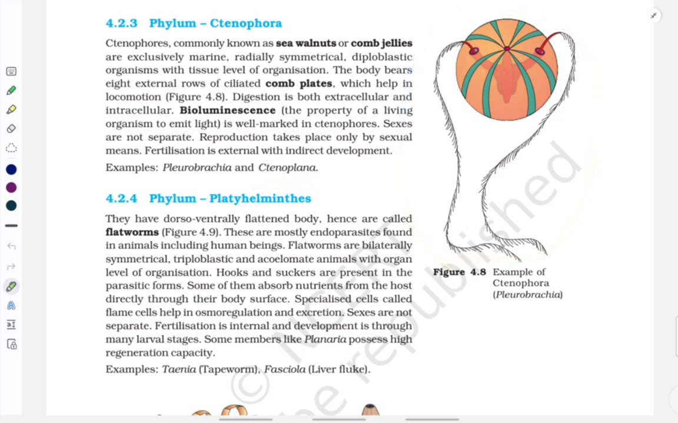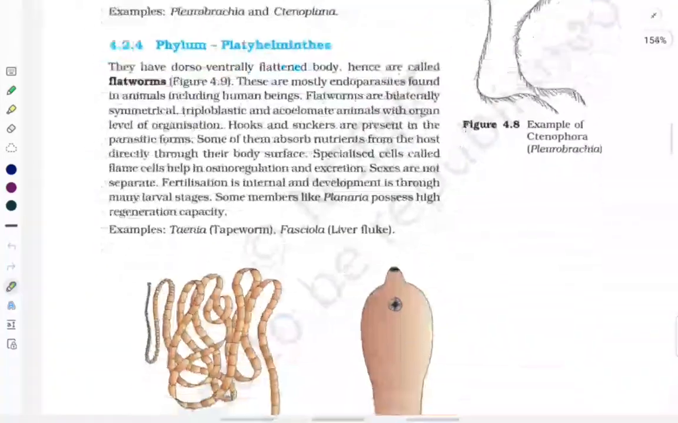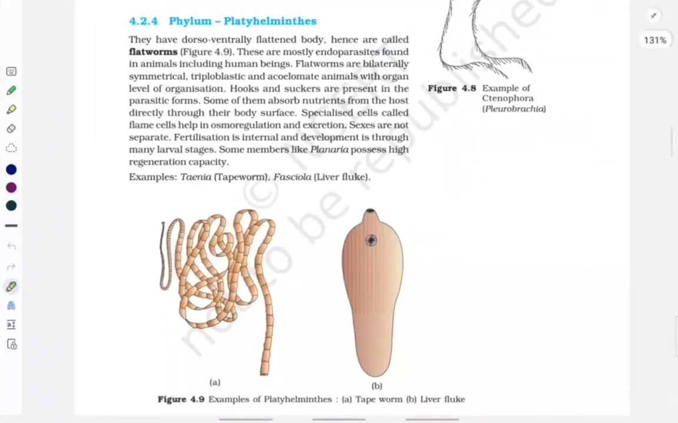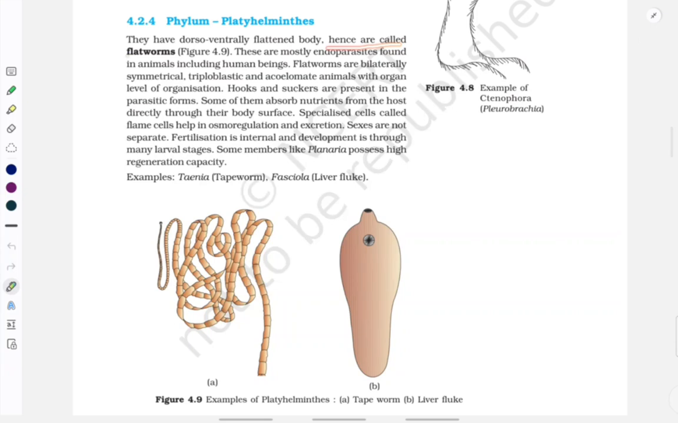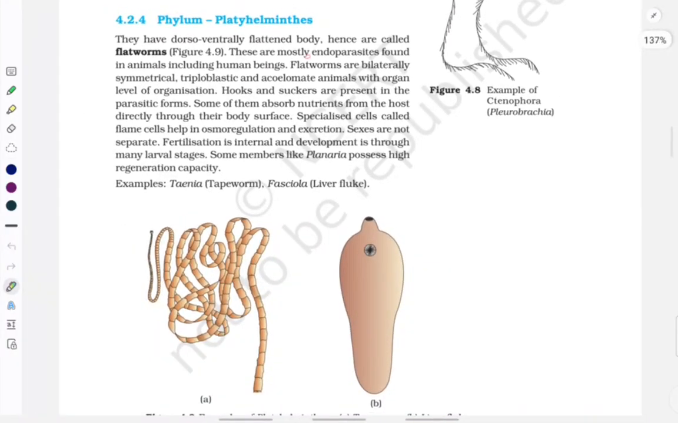Okay. Let's move ahead and look at phylum Platyhelminthes now. They have a dorso-ventrally flattened body, hence are called flatworms. Because they are flat, they are called flatworms. They are mostly endoparasites, which means these parasites go inside the body and are found in animals including human beings. They are found in human beings too.